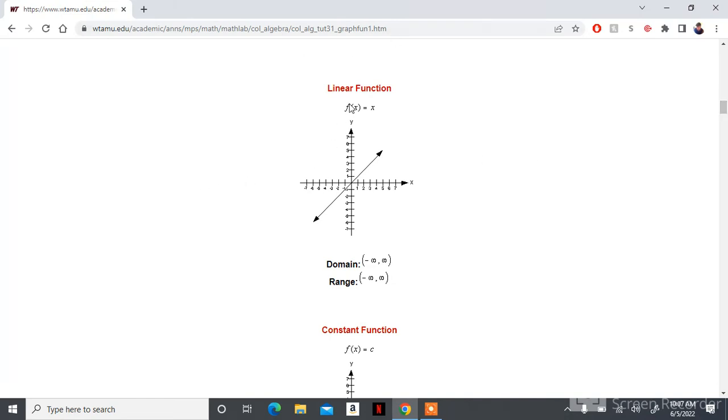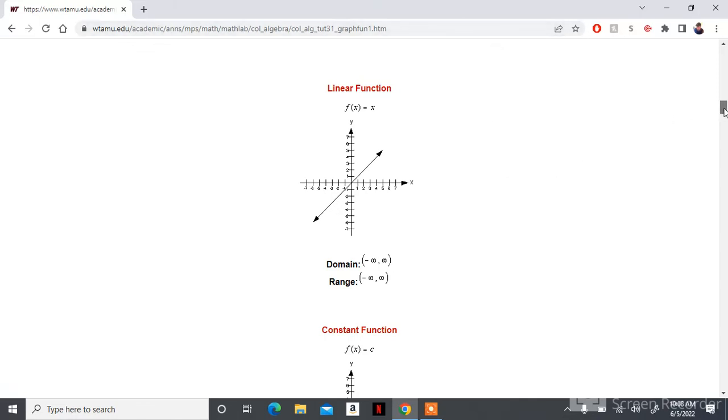So a linear function is f of x equals x. And when you see f of x, it just goes like this. Up, left, right, here, here, here. F of x equals x.